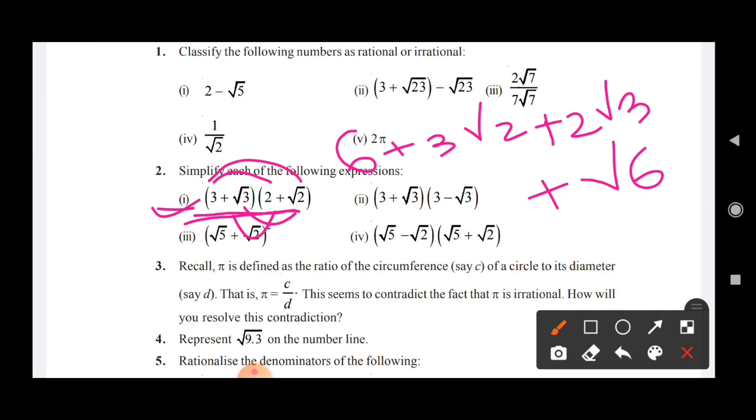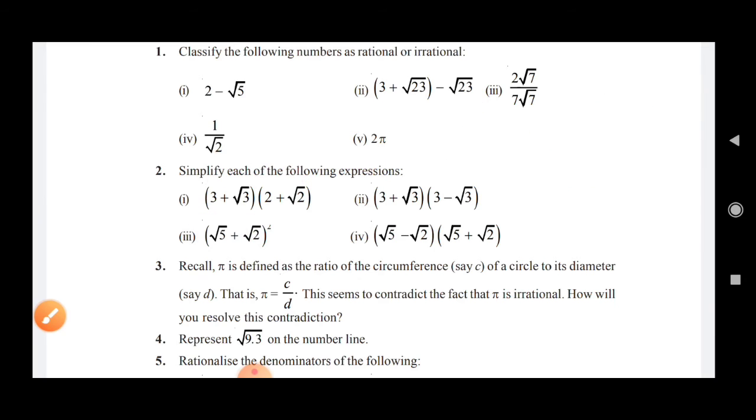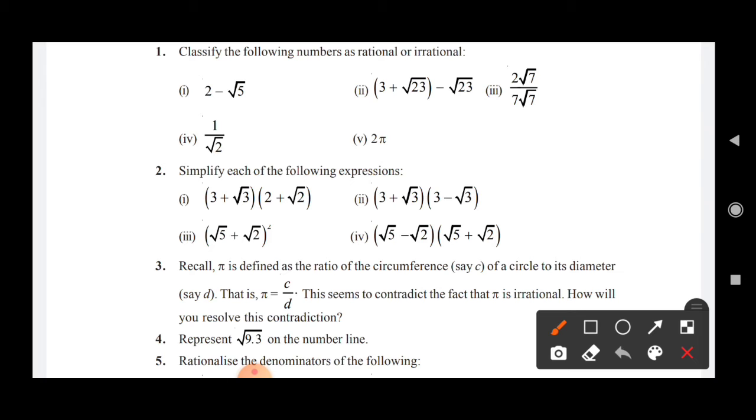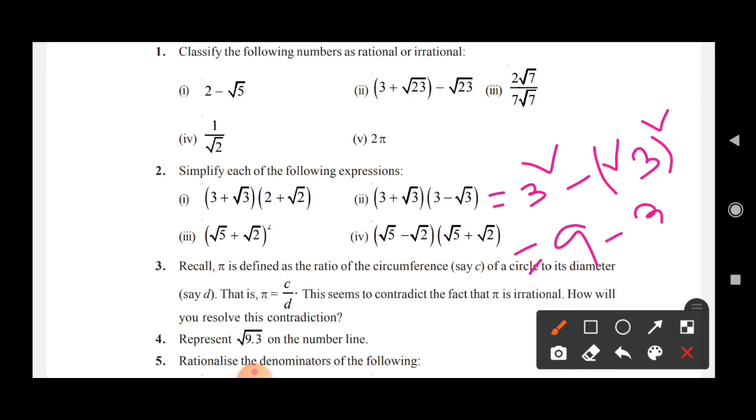You can move to question number 2 here. This is in the formula x plus y whole into x minus y. So you can simplify this part in this way: x square minus y square. So 3 square means 9, minus 3 is equal to 6. This is the simplification of question number 2.